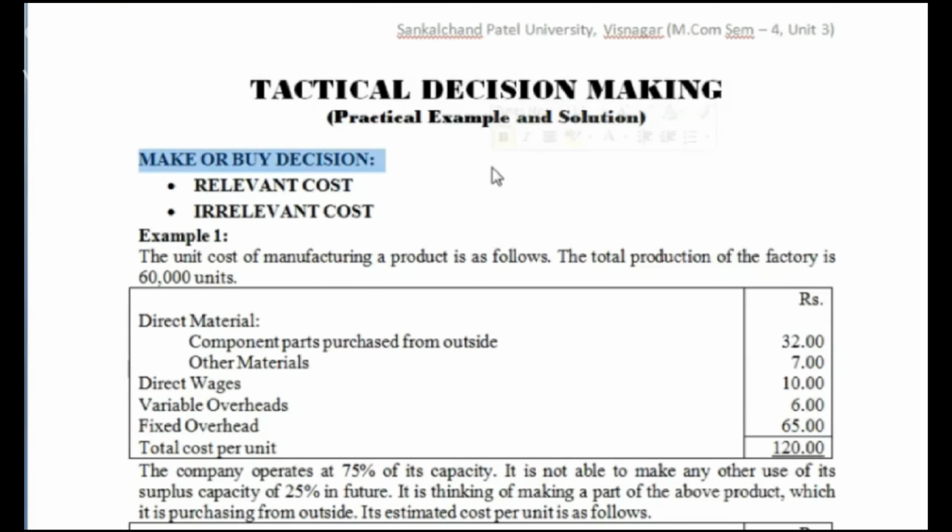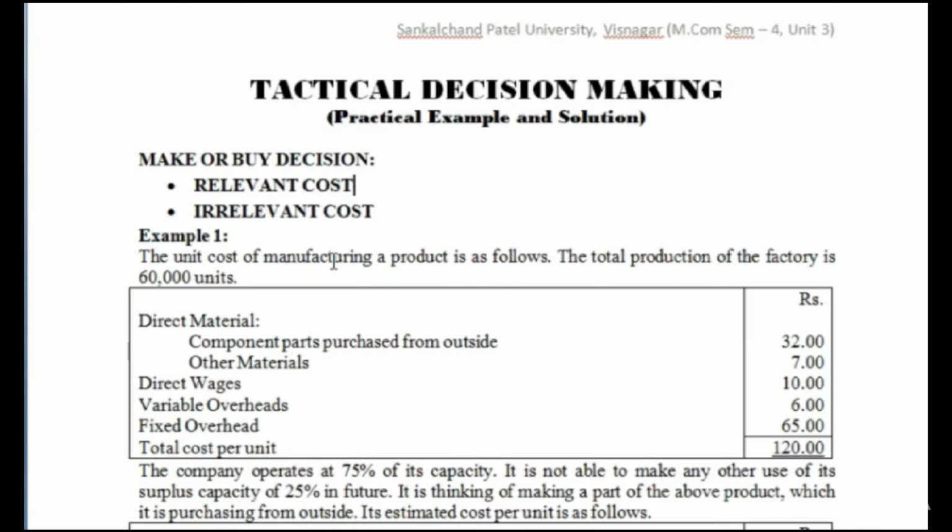The basic fundamentals or theories are given in your book, you can read it. But to solve this kind of example, you must understand the concept of relevant cost and irrelevant cost. So what is relevant cost? Relevant cost means the cost which is taken into consideration for decision making purpose.